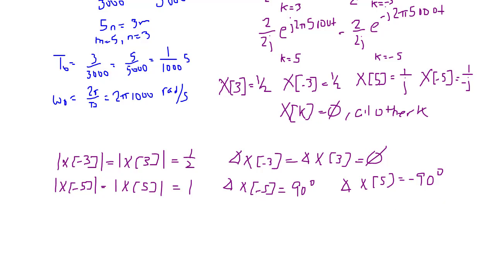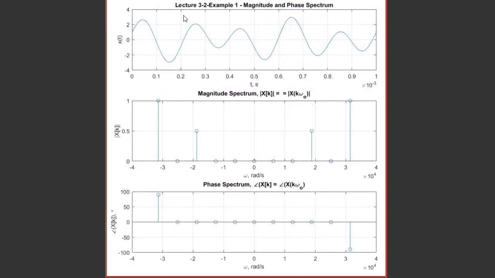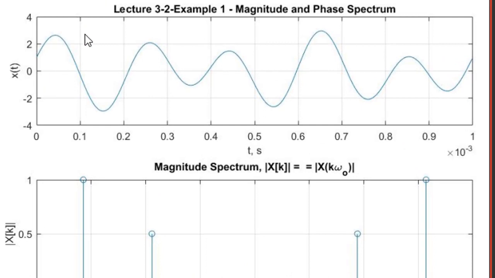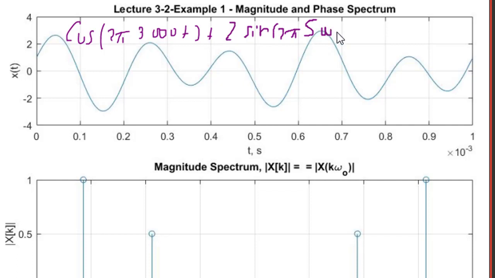So now let's take a look at the spectrum plot. Here we have the magnitude and phase spectrum for this example. The first plot is a plot of the signal x(t) equals cosine(2 pi 3000 t) plus 2 times the sine of 2 pi 5000 t. And what you should see here is that the signal actually is periodic and that it repeats every 1 millisecond.